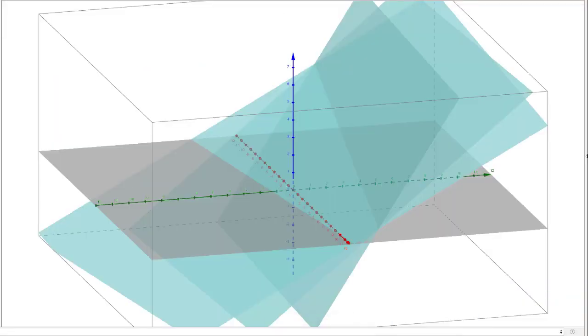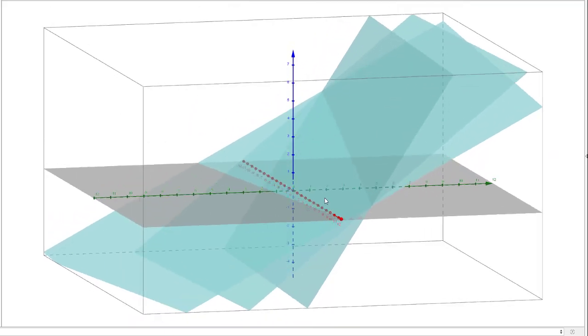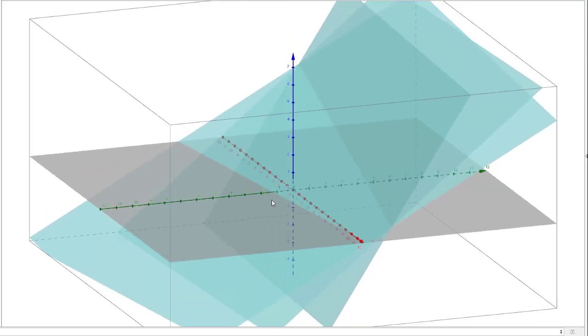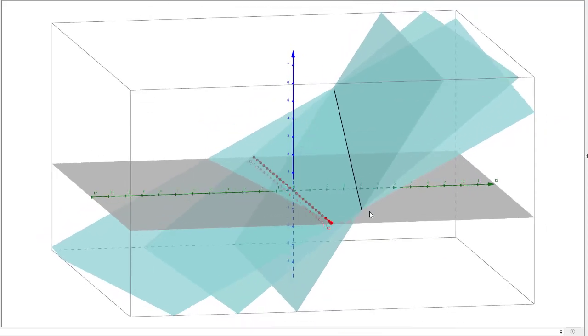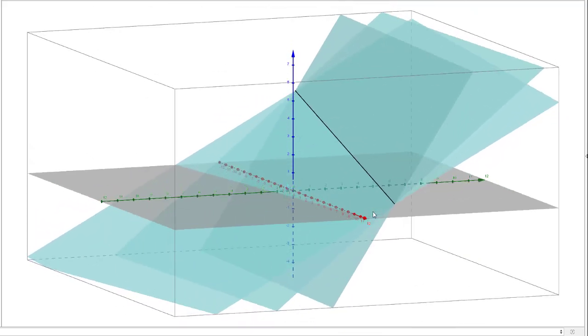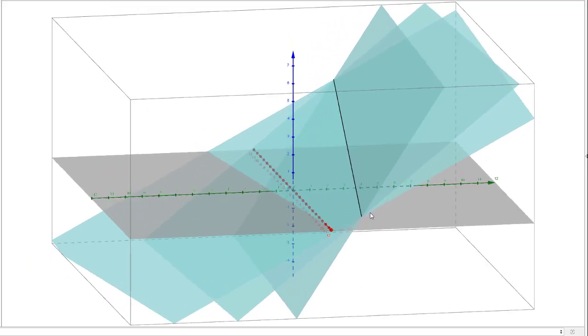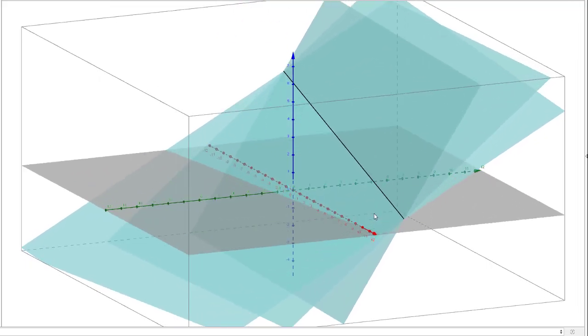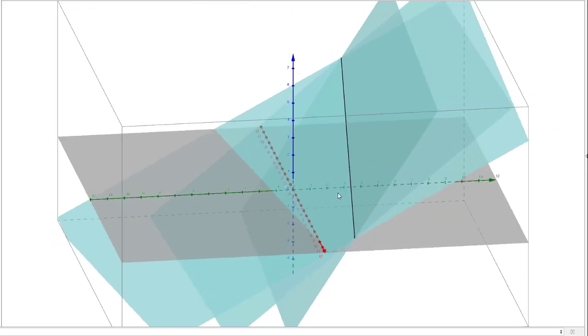Visually, what's happening here is when I draw these three planes, they aren't just intersecting at a single point, they're actually intersecting along a line. And that line looks like this. Right along here, at every single point, these planes are intersecting along that line. So visually, that's what's happening when you get these infinitely many solutions in 3 dimensions.